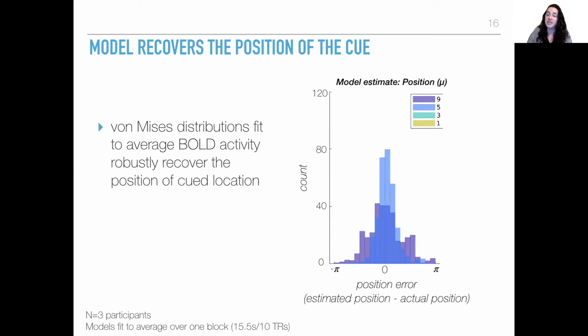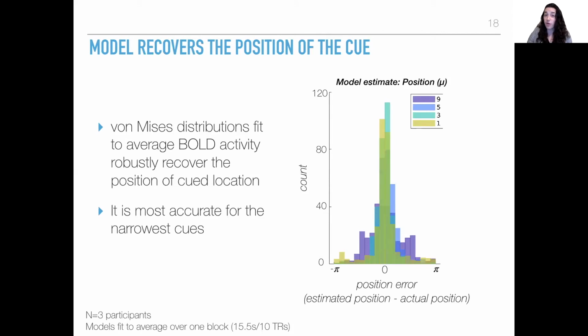We've next overlaid the error distribution for the width condition of 5. This has an even taller and narrower peak at 0. For the width condition of 3, the peak is again narrower and taller. And finally, our narrowest cue shows the narrowest error distribution. Overall, this indicates that our model does an excellent job of recovering the position of the attentional window across all cue widths. Importantly, though we see differences between the width conditions, this does not itself indicate a broadening of the attentional window. It instead illustrates that the model estimated position deviated more from the center for the wider attentional cues.